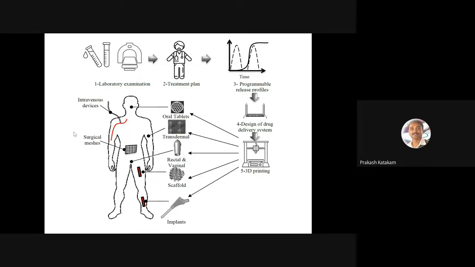The printer will print so many things. For example, it can print oral tablets. See, it has less density. That means the infill material is lesser here. You can see in this picture, the oral tablet is not solid.